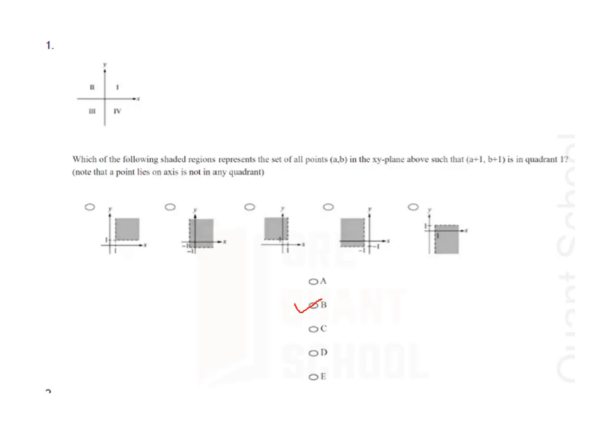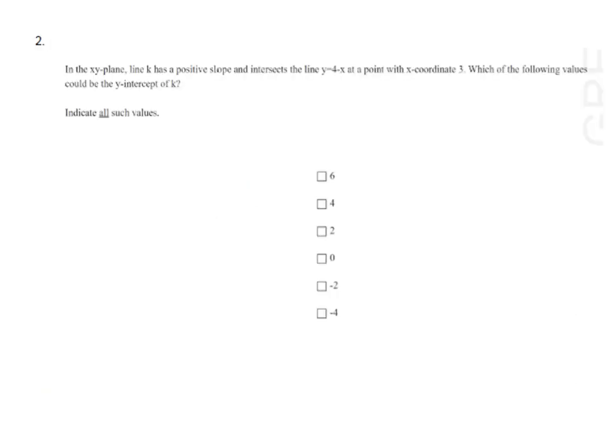Let us move to the next question. In the xy plane, line K has a positive slope and intersects the line y equal to 4 minus x at a point with x coordinate 3. Which of the following values could be the y-intercept of K? Indicate all such values. So there are 6 options to choose from.